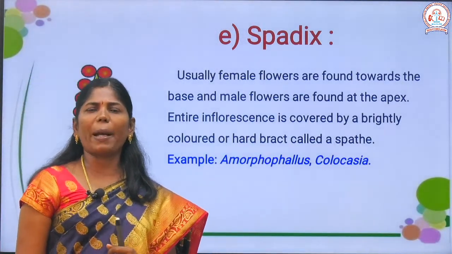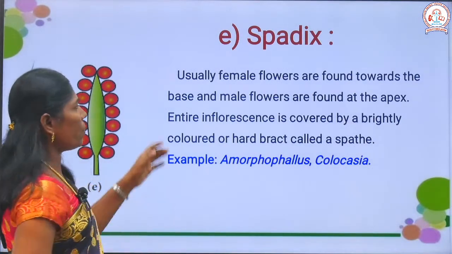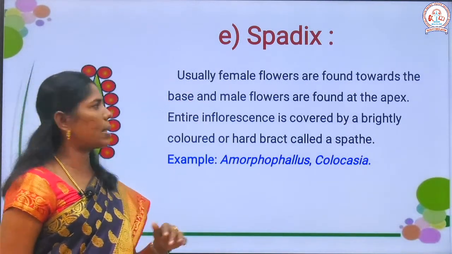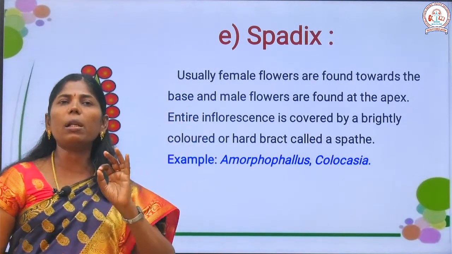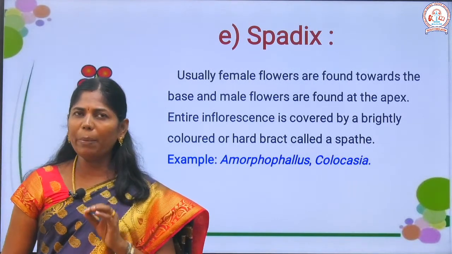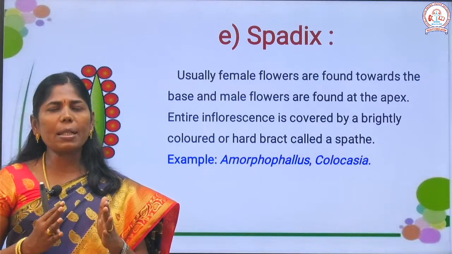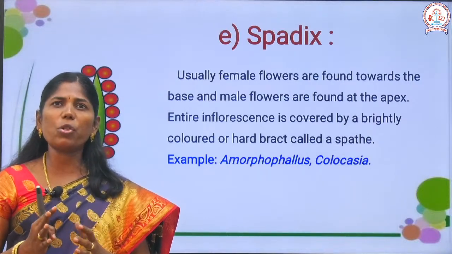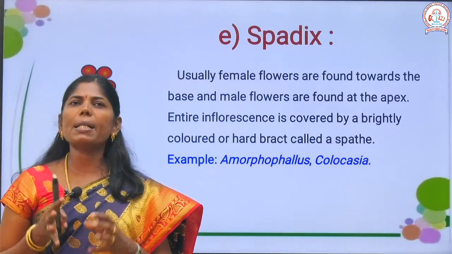The Spadix is also classified into two. One is a simple Spadix, another one is a compound Spadix. So what is a simple Spadix? Usually female flowers are found towards the basal regions. Already I said it may be unisexual or bisexual flowers. Unisexual means only male or female flowers are present. If it has both male and female sex, androecium and gynoecium, in the same flower, that is considered a bisexual flower.